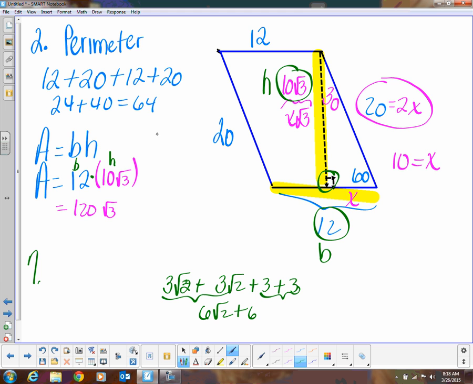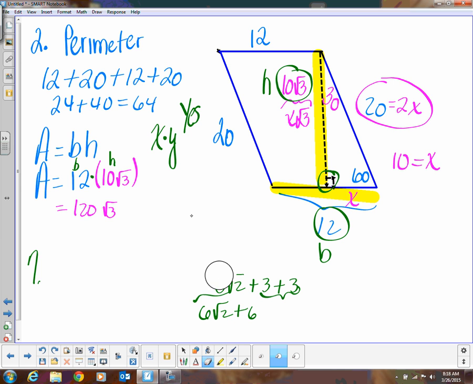Think about this. Can I multiply x times y? Yes, I can do that. That's as good as it gets. But can I add x plus y? No. Same concept. Okay. 7's been requested.